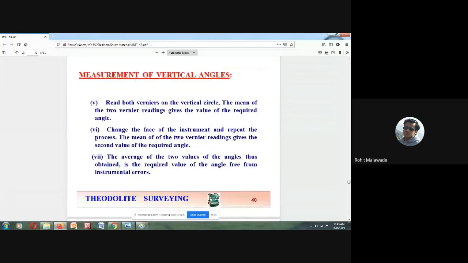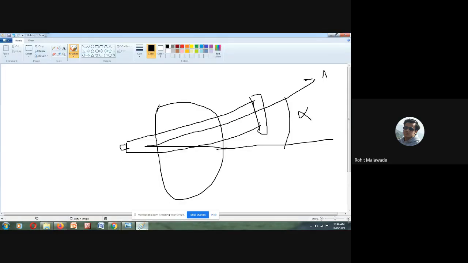Now read both the verniers on the vertical circle, and the mean of the two vernier readings will give you the exact required angle. After bisecting exactly to the point A, you tighten the screw and read both the verniers, and you take the average. This is one reading you have done.